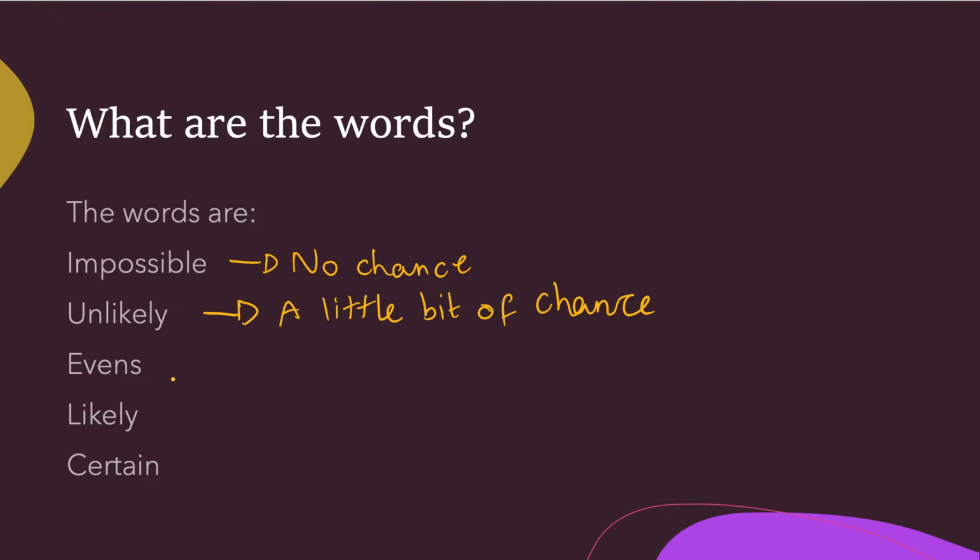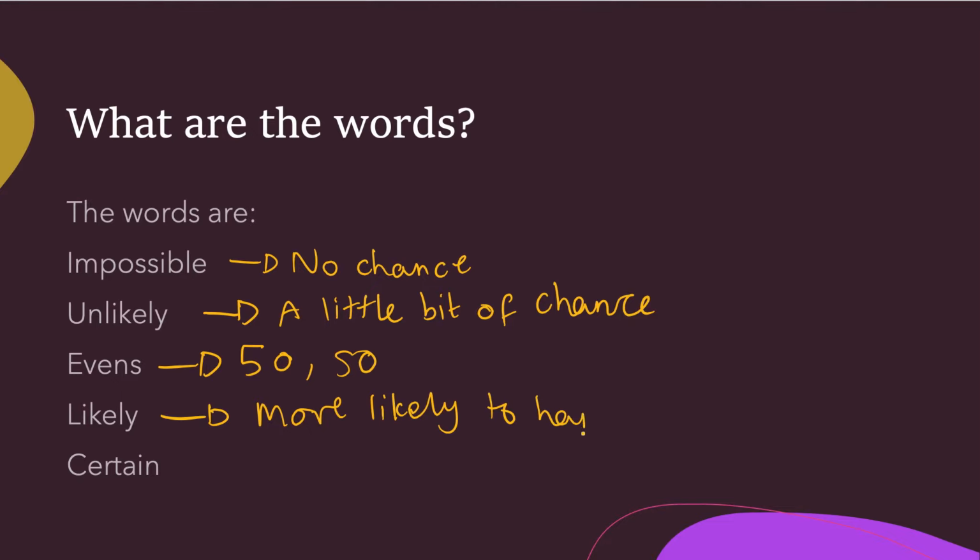So, evens. Evens means it's 50-50. It can go either way, 50-50. Likely means that there is a small chance it's not going to happen and there's more chance it's going to happen. So it's more likely. And certain, it's 100% going to happen.